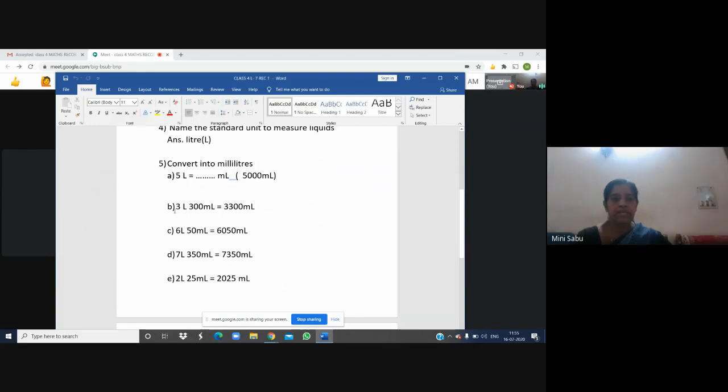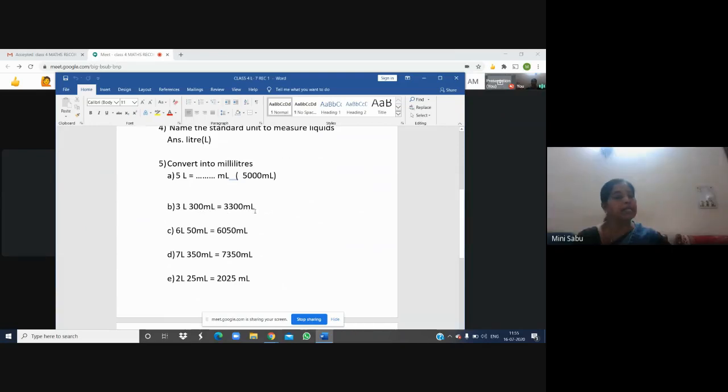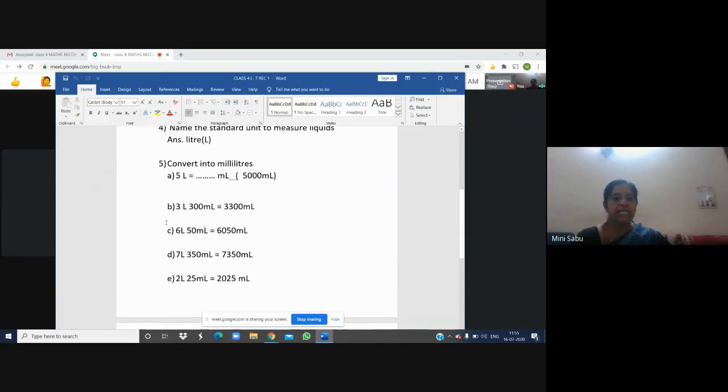Similarly, 3 liter 300 ml. How many milliliters? 3 liter is how many milliliter? 3000 plus 300, 3300 milliliter. Okay, and I have prepared questions afterwards. Then C is 6 liter 50 ml. 6 liter is 6000 ml plus 50 ml, 6050 ml. 6000 plus 50 is 6050.